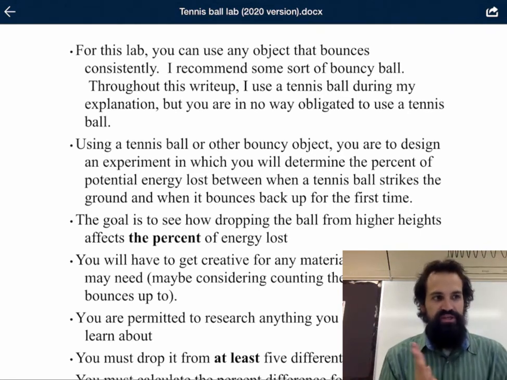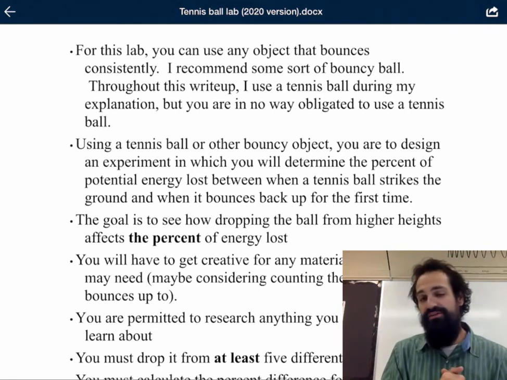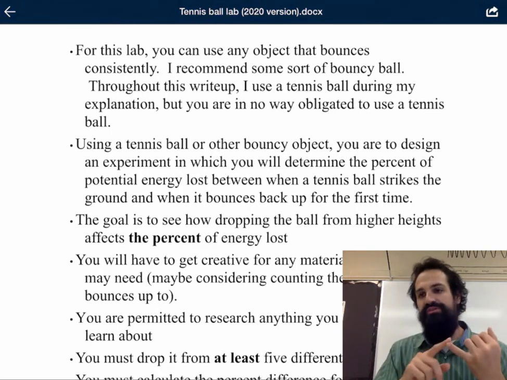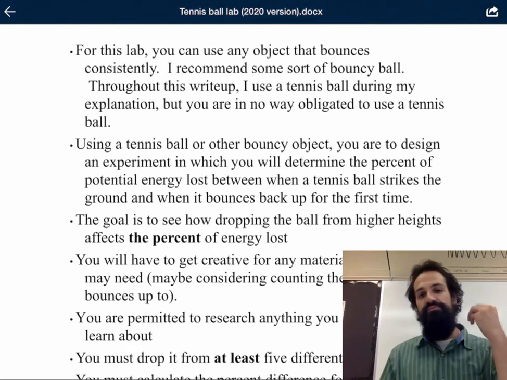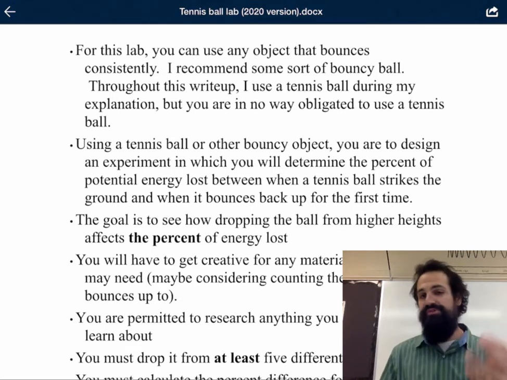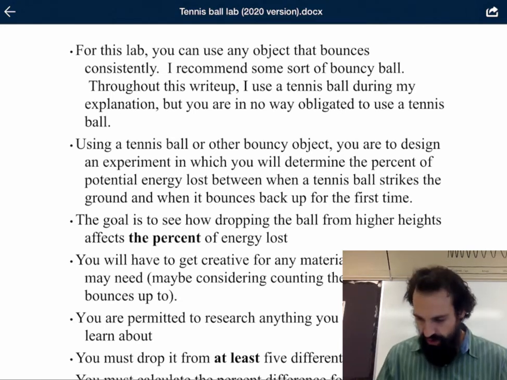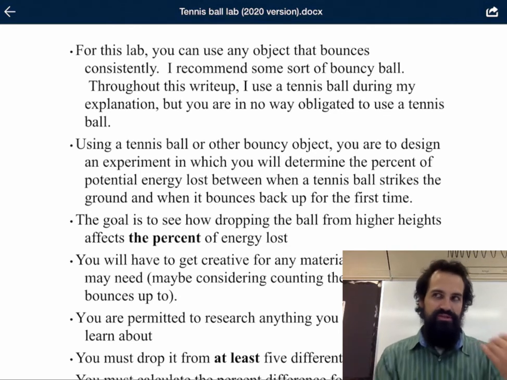So consistency is key for this. And the other part of that is not only does it have to be consistent, but you have to write down your units. So did you measure it in inches? Did you measure it in centimeters? Did you measure it in bricks? So it doesn't matter what you're using as long as you're consistent.